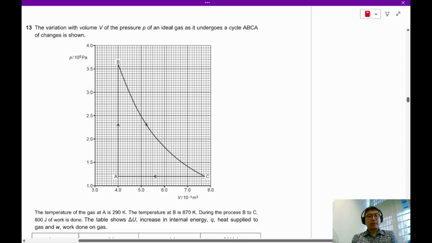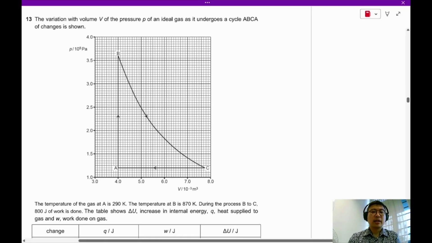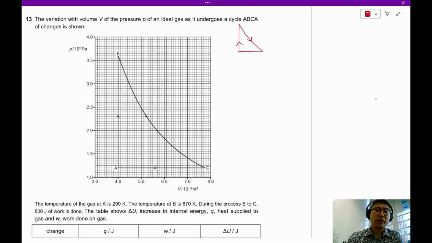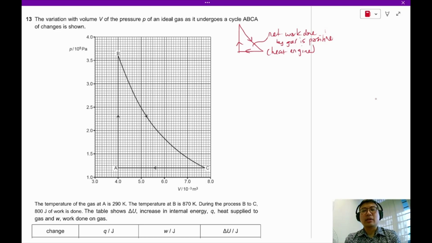Now let's take a look at question 13. The variation in volume and pressure of an ideal gas as it undergoes a cycle of changes is as shown. Now, let's take a look at the interesting cycle, just a bit of trivia. Because it's a clockwise cycle, the net work done by the gas is positive. Now, if the net work done by the gas is positive, this is a heat engine, otherwise known as just a steam engine or internal combustion engine.